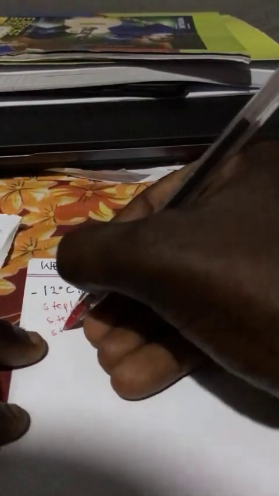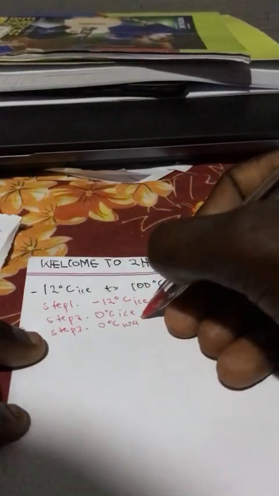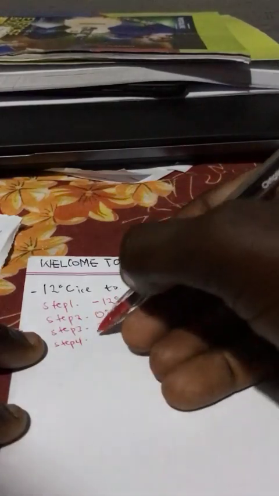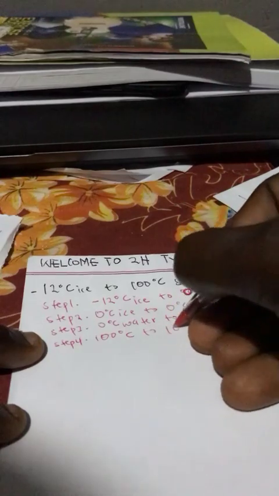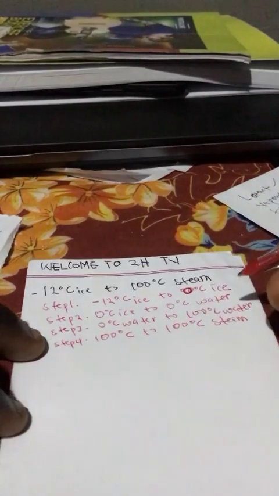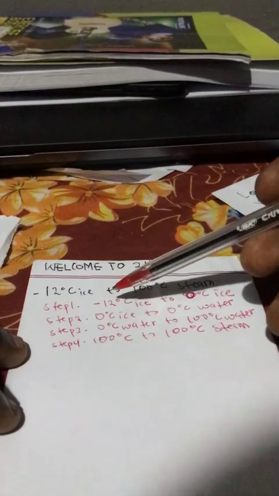Then step 3 is 0 degrees Celsius water. Before water begins to boil, it must start from 0 degrees Celsius water, so 0 degrees Celsius water goes to 100 degrees Celsius water. Then the last step, step 4, is that once it is 100 degrees Celsius water, it will now move to 100 degrees Celsius steam. So the various phases that would occur for ice at negative 12 degrees Celsius to steam at 100 degrees Celsius involve 4 phases. The first one is that the ice at negative 12 will warm to 0 degrees Celsius ice.